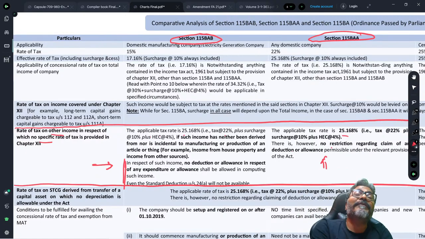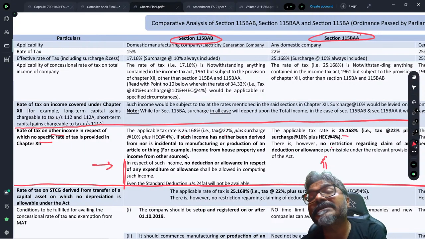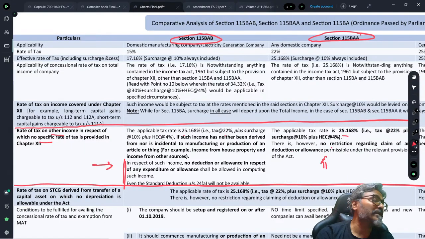So therefore, if that is the income which the manufacturing company has earned, and the manufacturing company has opted for 115BAB, then that interest income, students, please tell me one thing, will that be assessable at the rate of 17.16%? Answer is yes, because this is incidental to the manufacturing business.